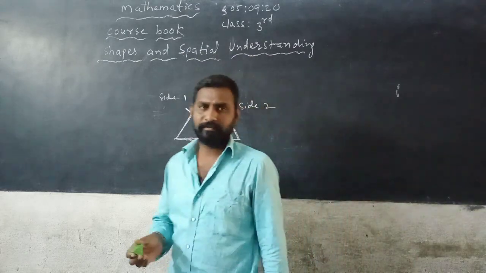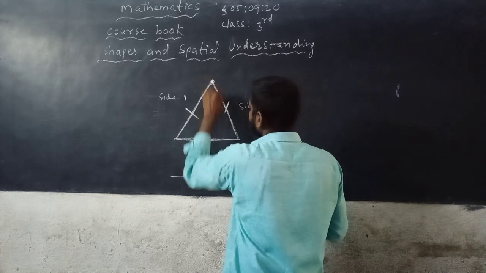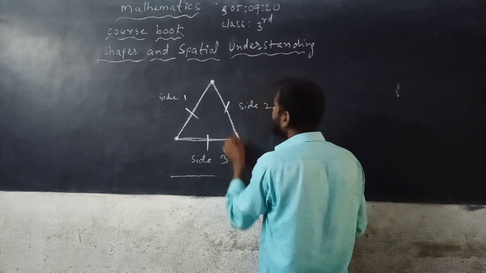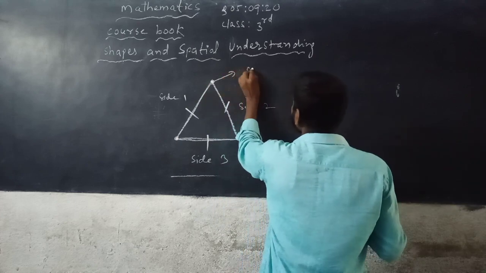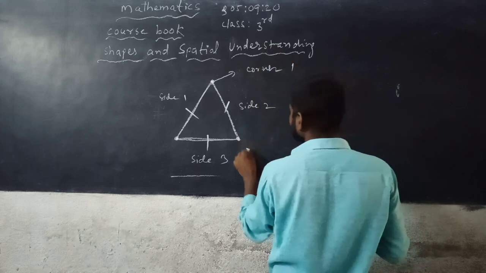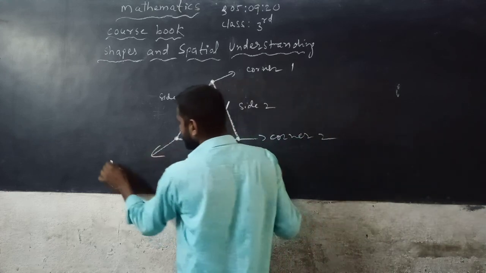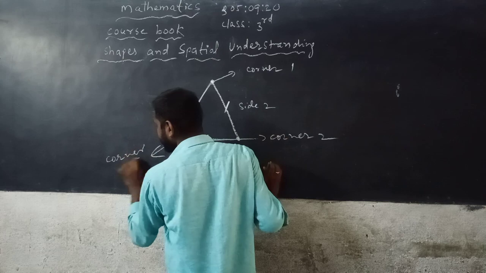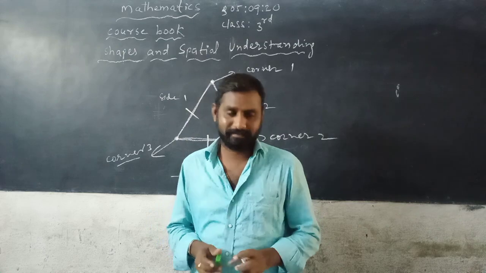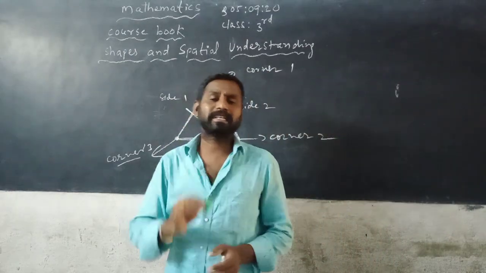Side 3. Now next, these are corners. How many corners? A triangle has 3 corners. Corner 1, corner 2, corner 3. Corner is nothing but vertex. A triangle has 3 sides and 3 vertices.